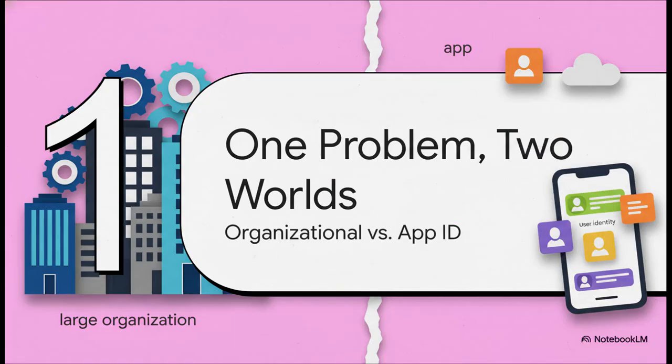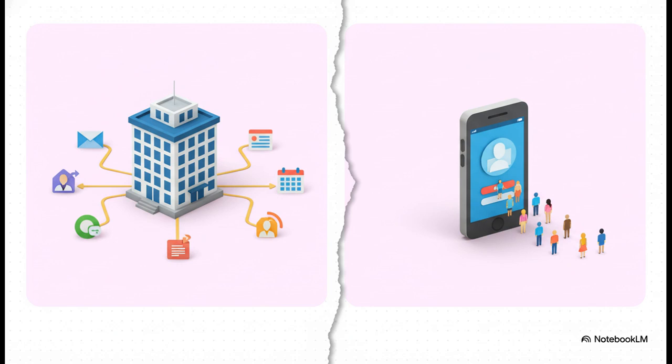Our first section here is called One Problem, Two Worlds. And that's because this isn't really about different tools. It's about solving for two completely different kinds of identity. You've got the identity of an employee inside a huge company versus the identity of a user inside one specific app. And wow, this slide just nails that difference.